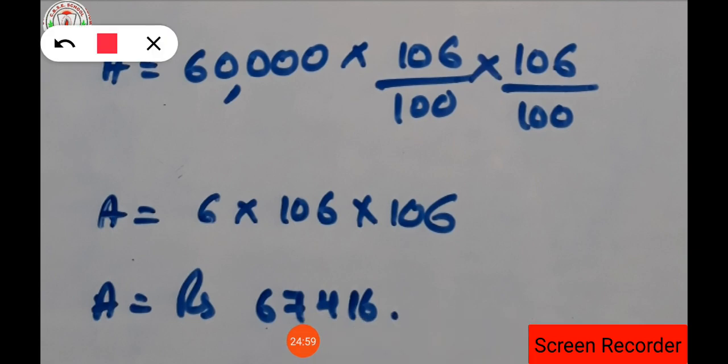How to solve? Look, how many zeros are here? 2 zeros and 2 zeros. 4 zeros in the numerator as well as 4 zeros in the denominator. Can easily get cancelled. So what is the number left out? So the numbers left out are 6 into 106 into 106. So 6 into 106 into 106 will be how much? 67,416 rupees. So this will be the amount.